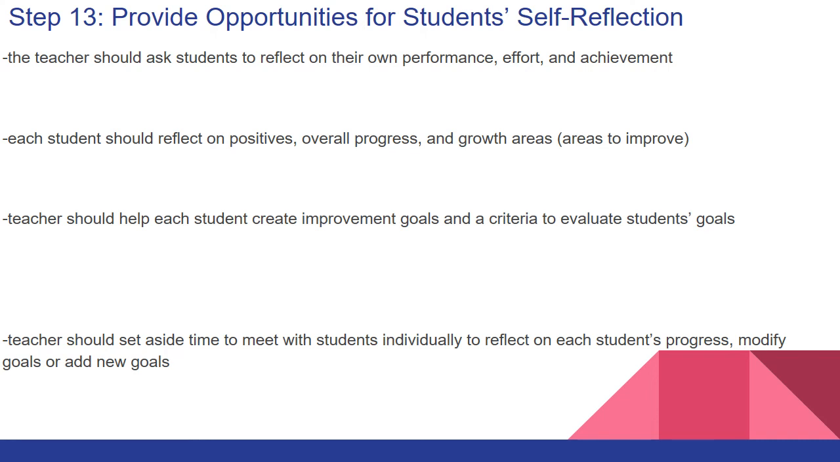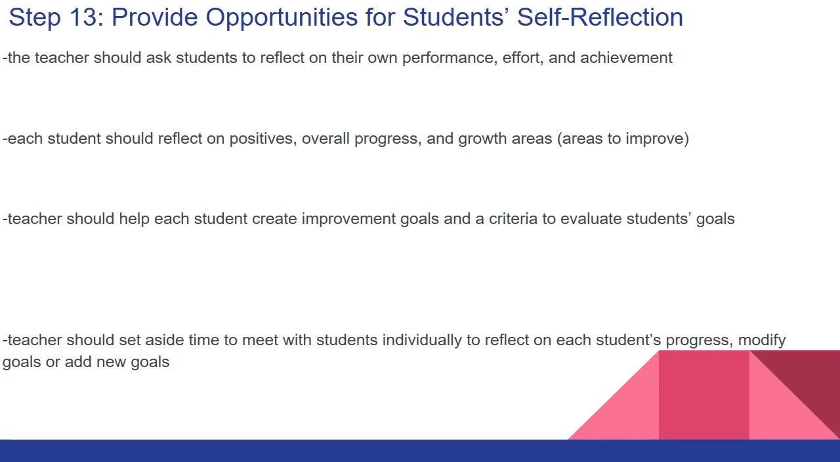Furthermore, part of the self-reflection process should discuss overall progress. How are students improving over time? How are they growing? And how is this growth related to the speed of growth that the district or state is expecting that students learn at that grade level? Then the teacher should help the student develop their own improvement goals and also criteria for determining whether or not students have met their goals.